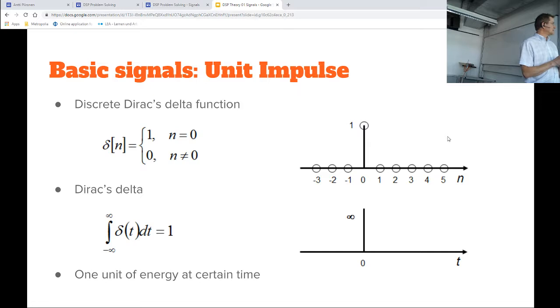That's the definition for an analog system. But the discrete Dirac's delta function basically is when you integrate, say, from -half to half, and so on. You get 0 when the index n is not 0. The value is 1 when the index is 0.